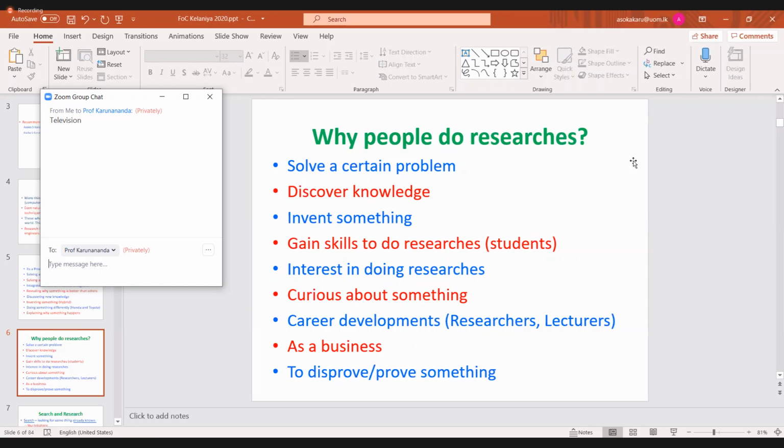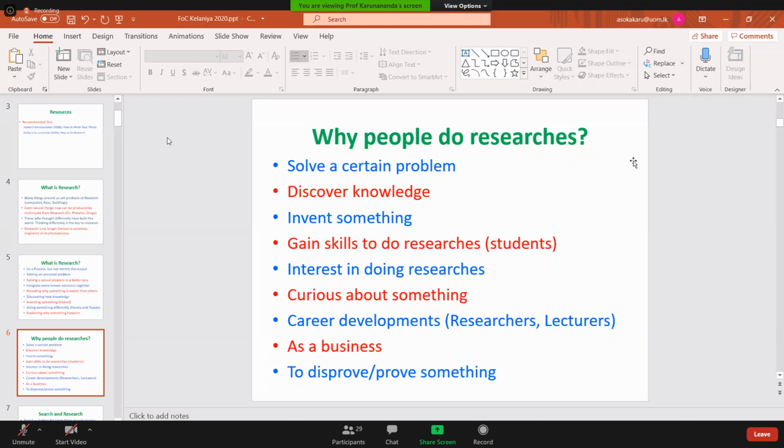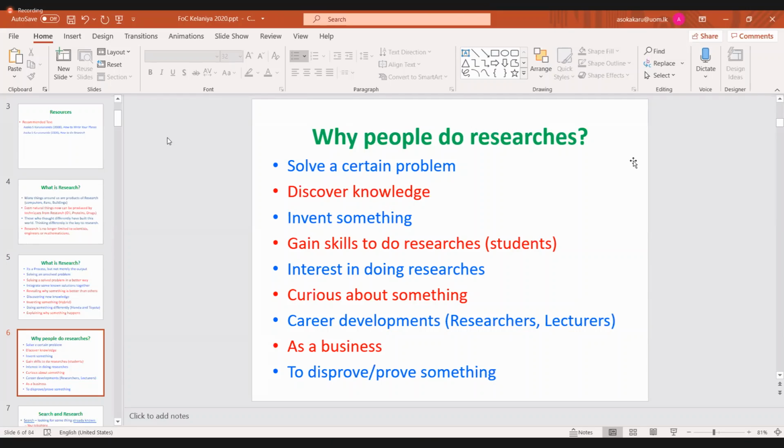Some people do research to discover some knowledge. Say, for example, people say I want to find why GCE level students' performance is going down. It's a research, discovery. Some people would like to invent something. Say you may want to invent more efficient solar panels. Invention is behind it. Discovery is behind it.